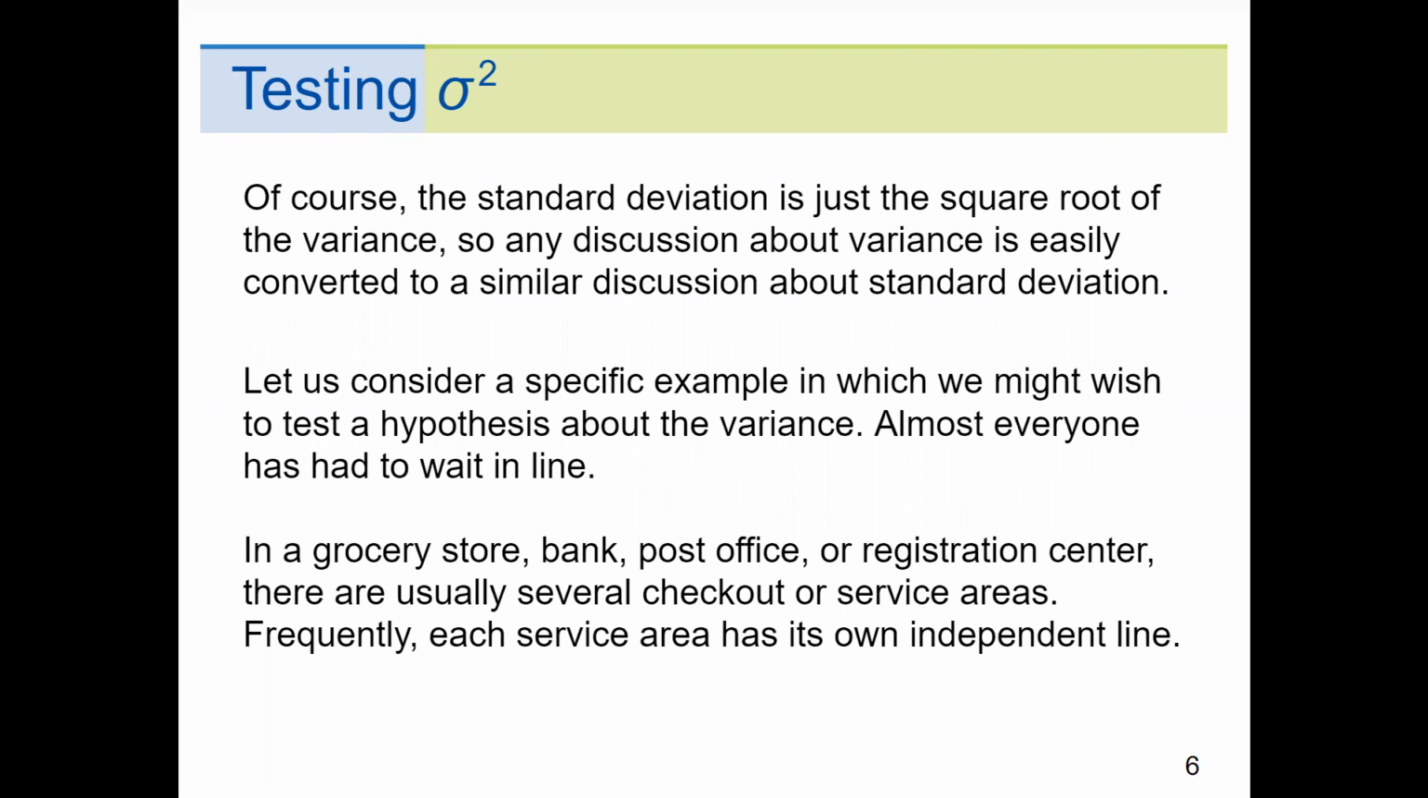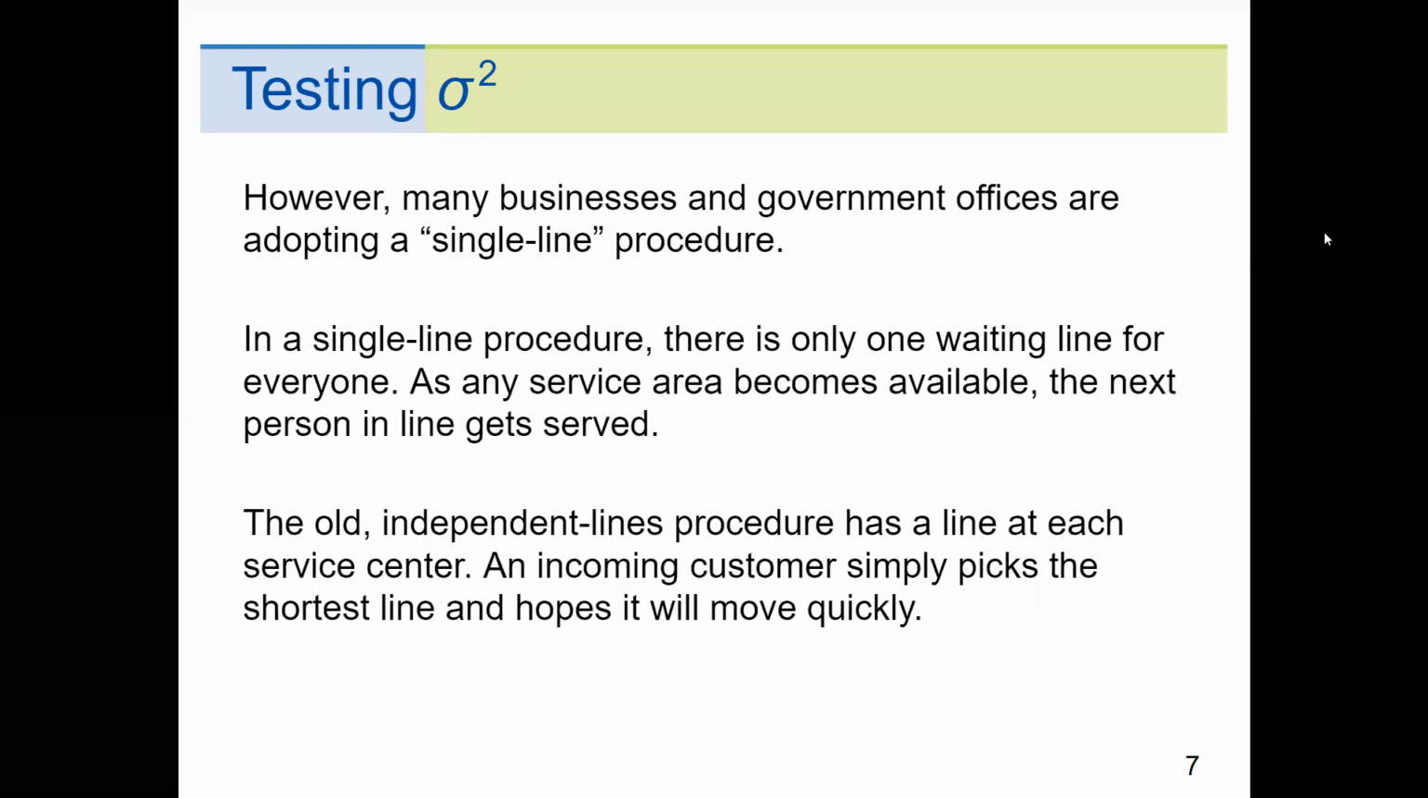Let us consider a specific example in which we might wish to test a hypothesis about the variance. Almost everyone has had to wait in line. In a grocery store, bank, post office, or registration center, there are usually several checkout or service areas. Frequently, each service area has its own independent line. However, many businesses and government offices are adopting a single line procedure. In a single line procedure, there is only one waiting line for everyone. As any service area becomes available, the next person in line gets served. The old independent lines procedure has a line at each service center. An incoming customer simply picks the shortest line and hopes it will move quickly.